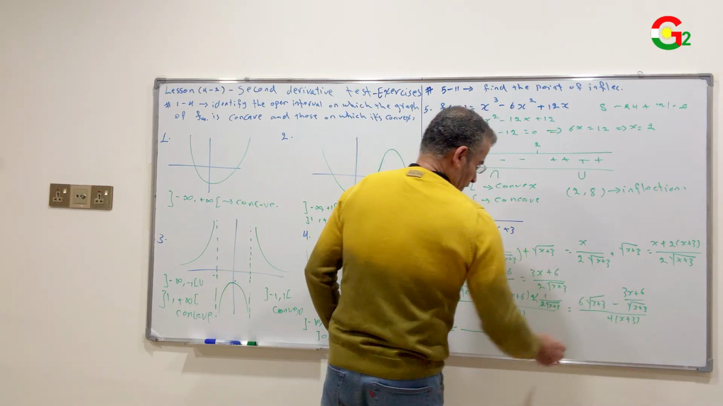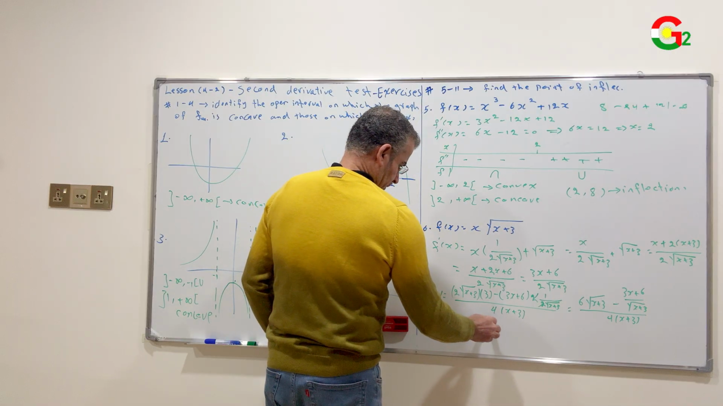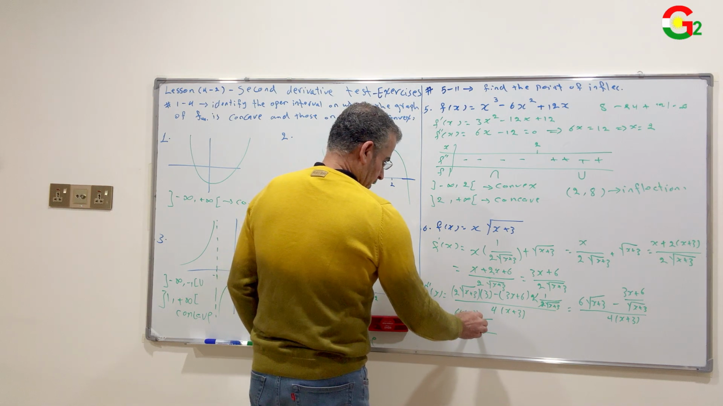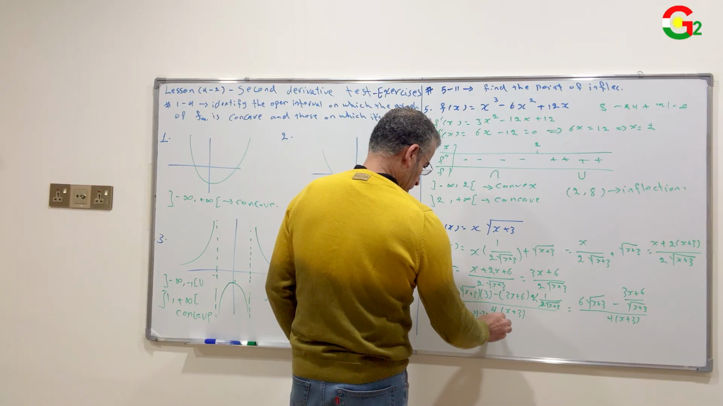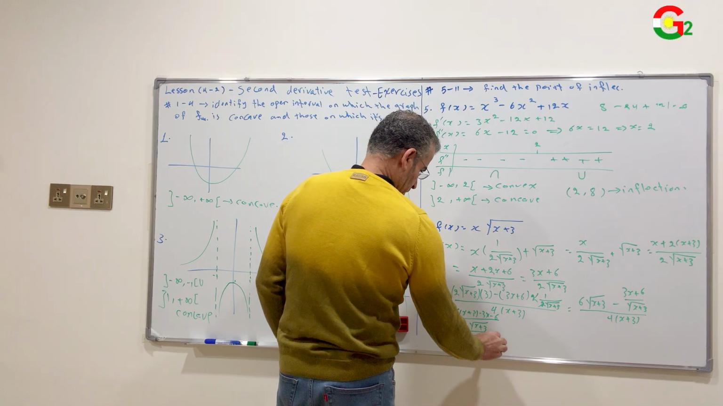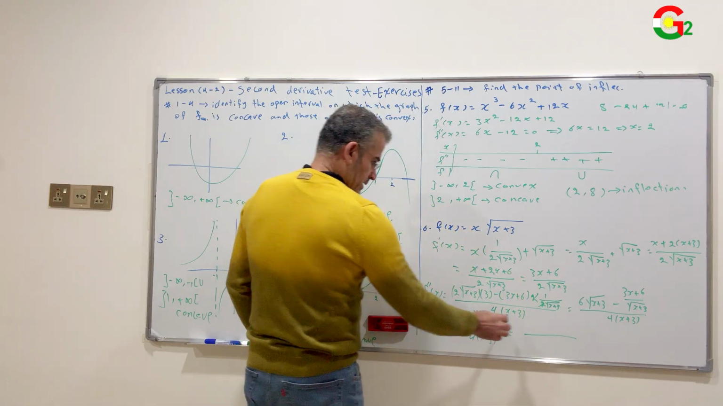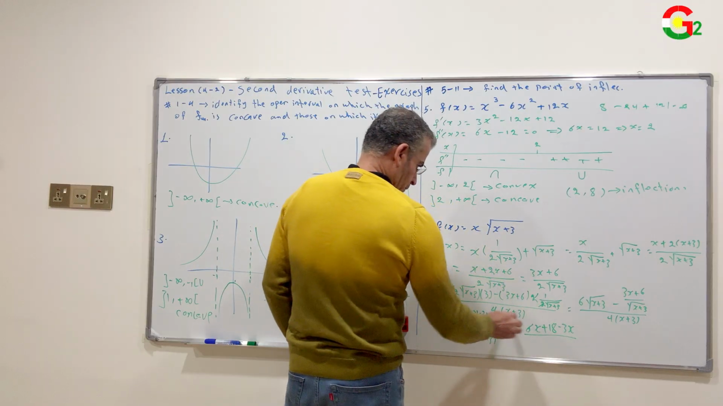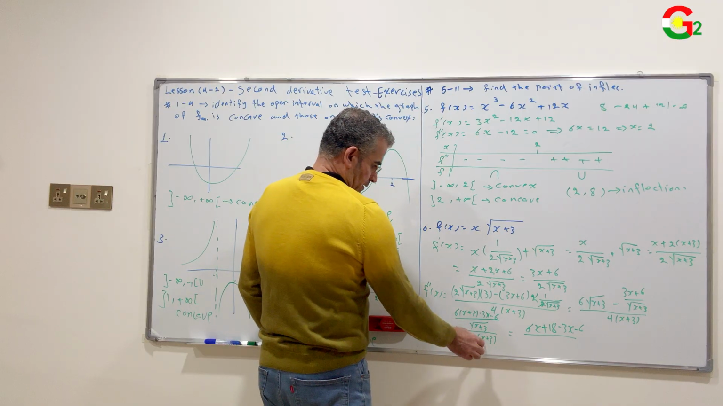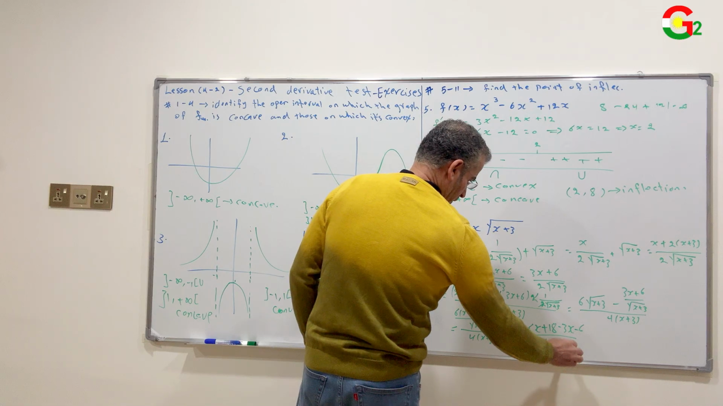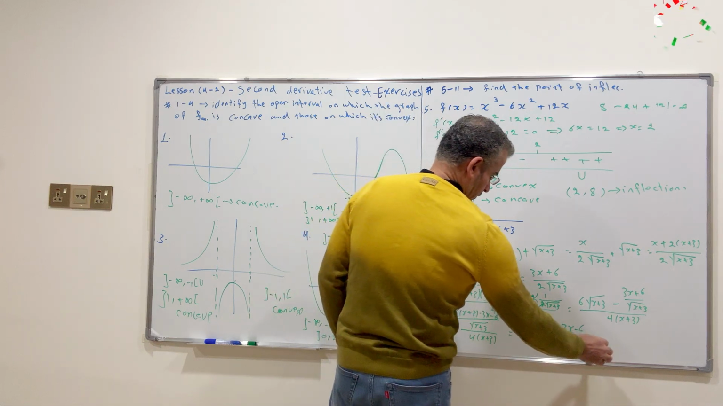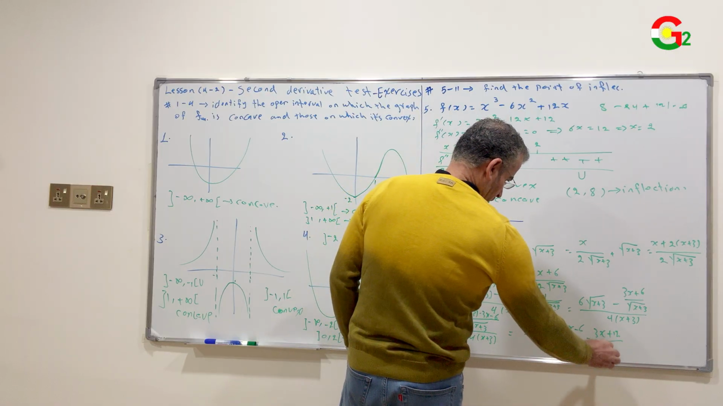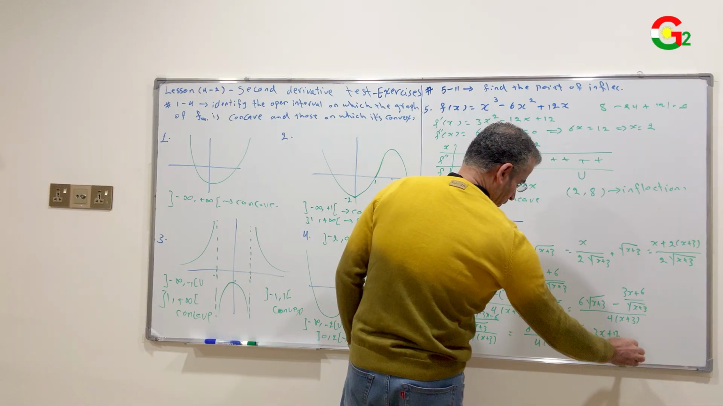Find the common denominator for the two terms in the numerator, square root x plus 3 times 6 square root x plus 3, 6 times x plus 3 minus 3x minus 6 over 4 times x plus 3, equal to 6x plus 18 minus 3x minus 6 over square root x plus 3 times x plus 3, x plus 3 to the power 3 over 2, equal to 6x minus 3x, 3x, 18 minus 6, 12 over 4 times x plus 3 to the power 3 over 2.